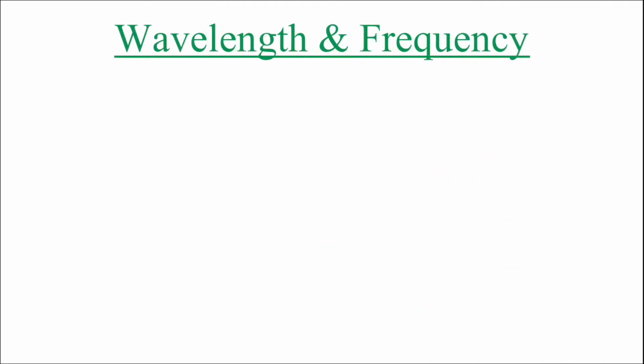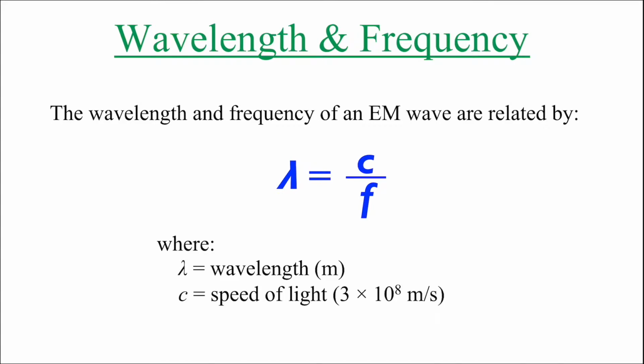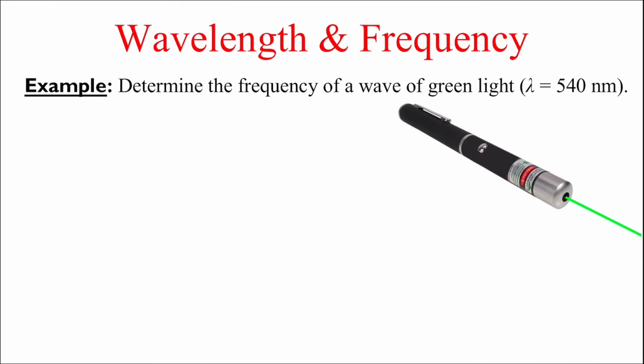Wavelength and frequency are 2 parameters of an electromagnetic wave that are related by the equation lambda equals c over f, where lambda is the wavelength of the wave in meters, c is the speed of light, since these are light waves that we're talking about after all, and f is the frequency of the wave in units of inverse seconds, which are often referred to as hertz. Let's use this equation in an example. We must determine the frequency of a wave of green light with a wavelength of lambda equals 540 nanometers.